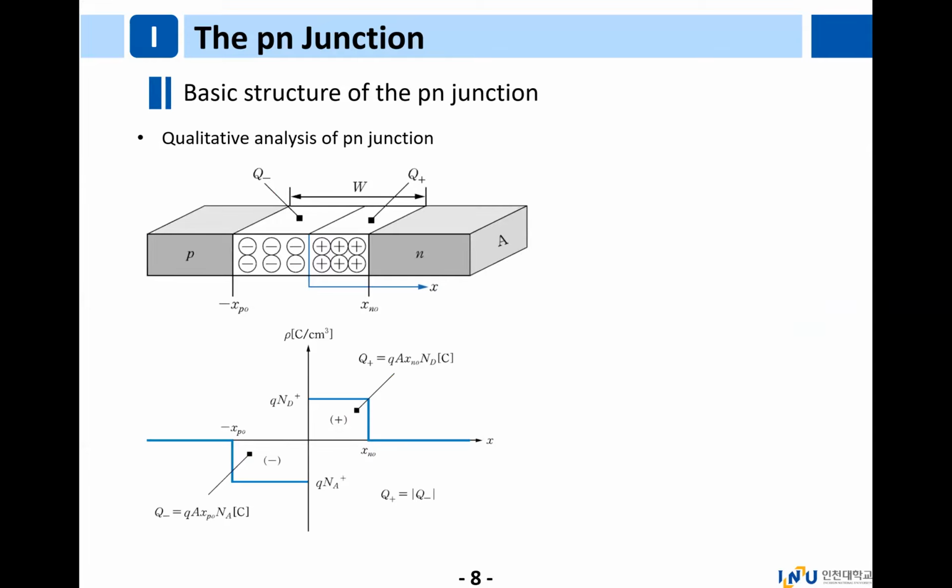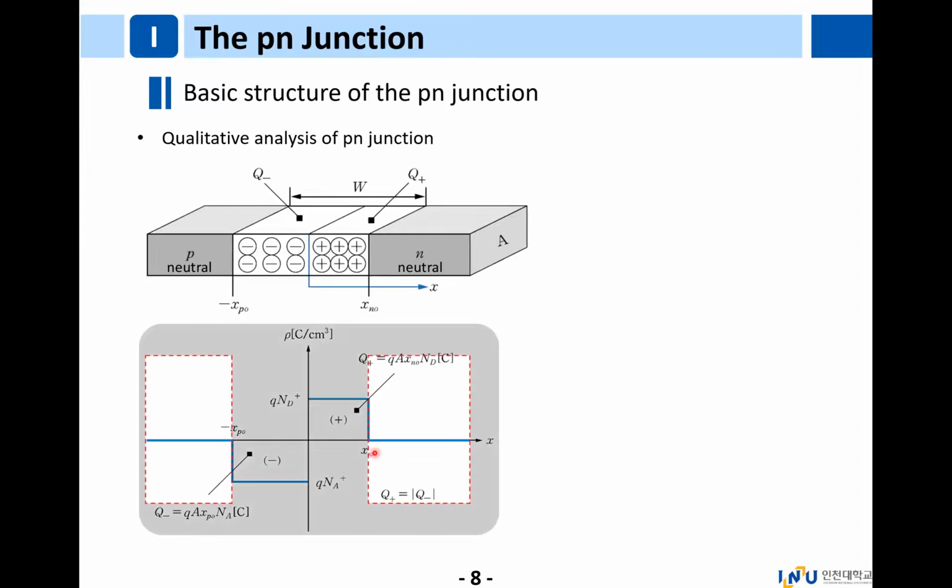And next, let's consider the charge density. In thermal equilibrium, a typical semiconductor is neutral, maintaining neutrality in both N-type and P-type regions. Consequently, the charge density graph for these two regions will have a value of 0 because these are neutral regions, right?